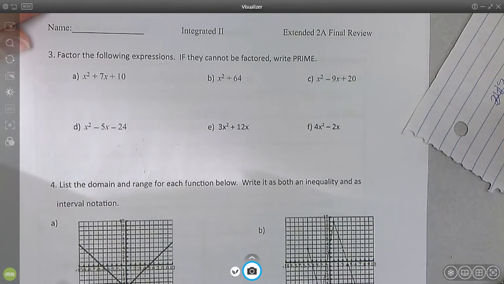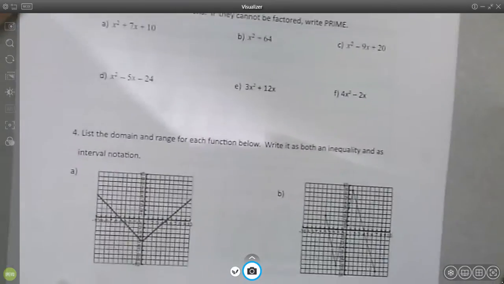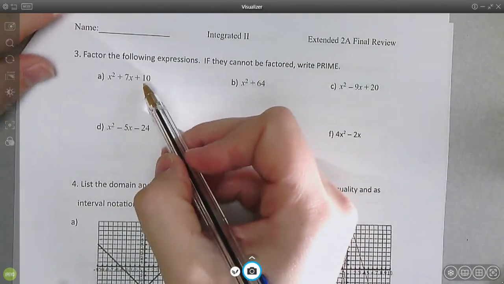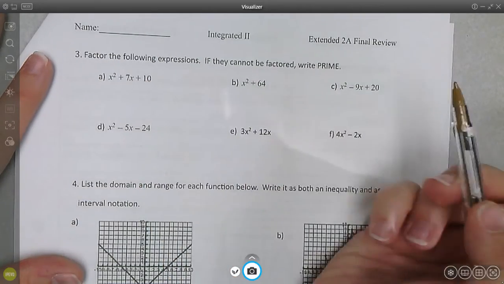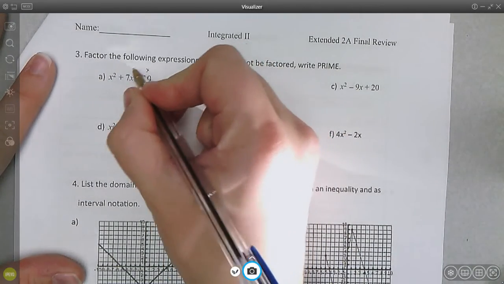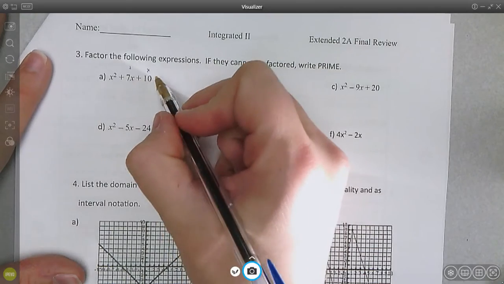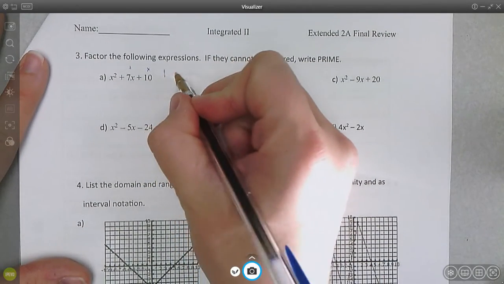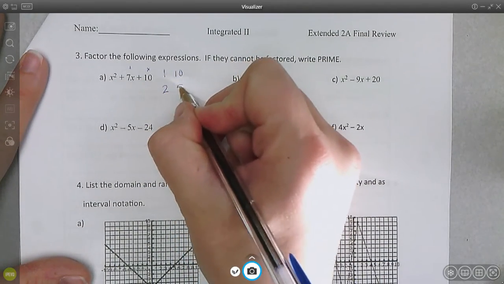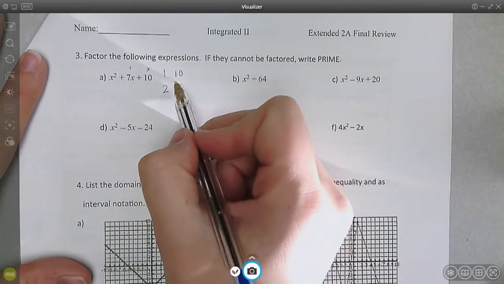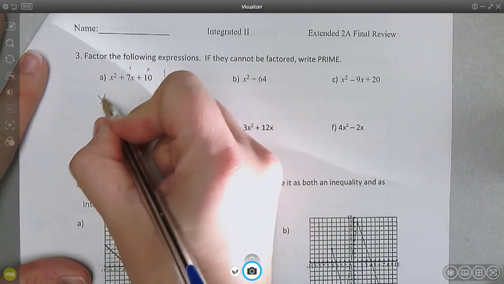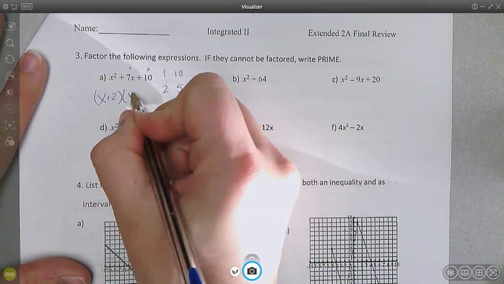Now it's asking us to factor. So two numbers that multiply to 10 and add to 7. So multiply to 10 and add to 7. So if you're not sure, you can write out factors. So 1 and 10, 2 and 5, and that's it. And then these ones actually add to 7, so you have x plus 2 and x plus 5.